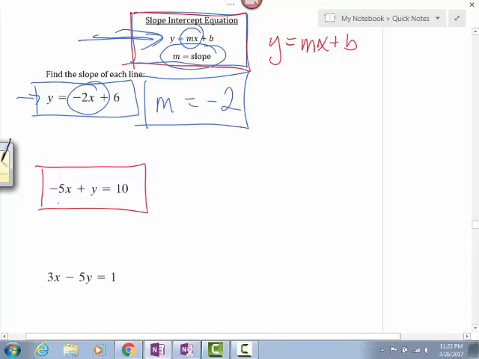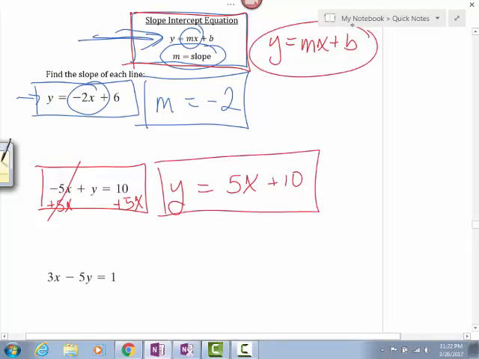So I want to move my 5x over. And since it has a minus in front of my 5x, I need to undo it by putting a plus 5x here and by putting a plus 5x there. So when we do that, those 5x's are going to cancel, and I'll be left with y equals 5x plus 10. And now I notice that this equation here looks just like this one. So here I would say, well, my m is going to be 5.